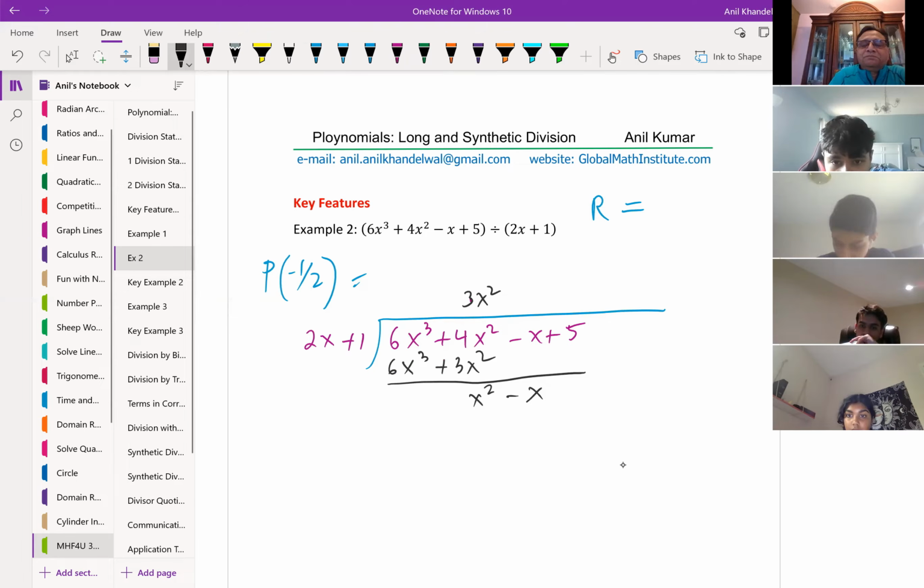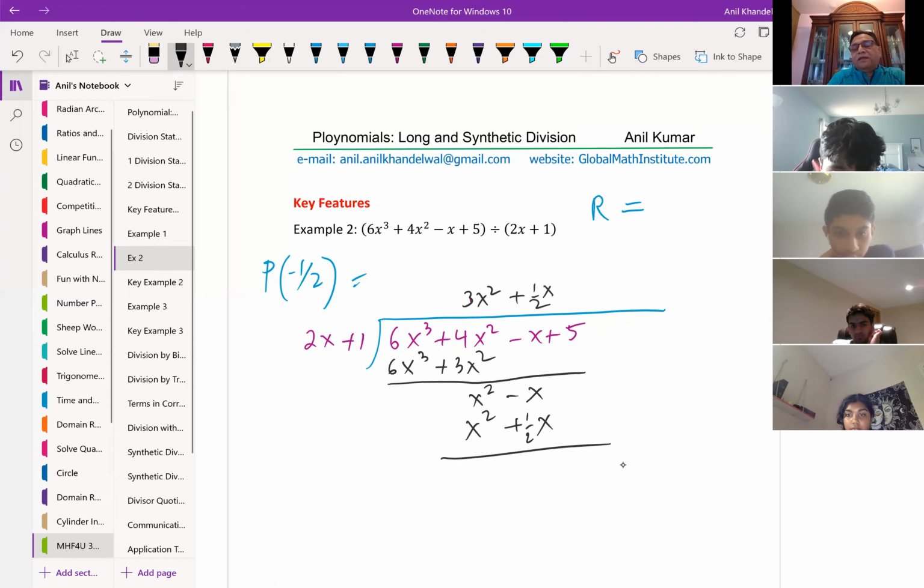And now what will come, Vishruta? Tell me. The 5 would be carried down. So now I should write half here, right? Correct? Because 6x cubed plus 4x squared minus x plus 5, when I multiply by 3x squared, I get 6x cubed plus 3x squared, and x squared left. x squared divided by 2x will give me half x, right? So when I now multiply by half x, I get x squared here, and half x times plus this is plus half x. And now when I take away, minus 1 minus half is minus 3 by 2, right? And I bring down 5.